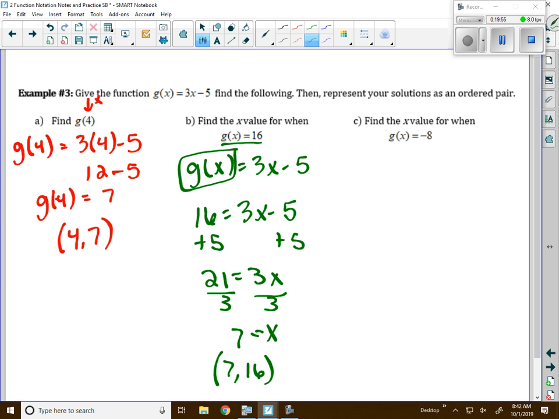Okay, you should get 7 for x. You agree? Issues? Questions or concerns? You get to do C all on your own. Yay! You're so thrilled. Okay, give it a shot.